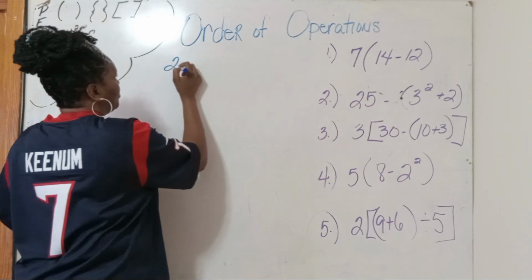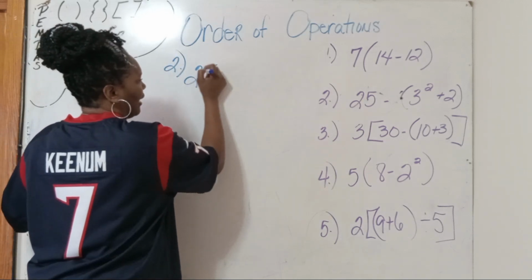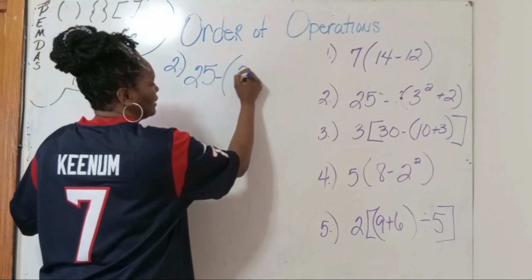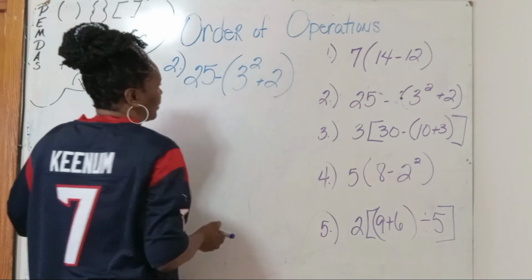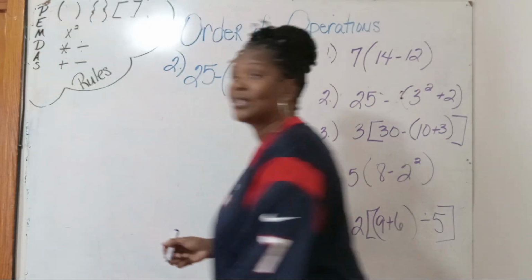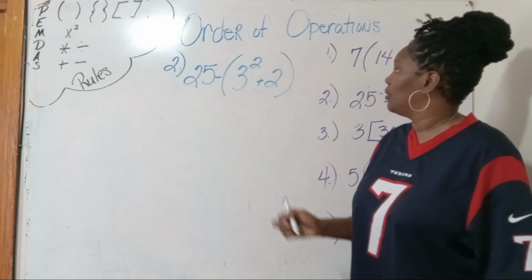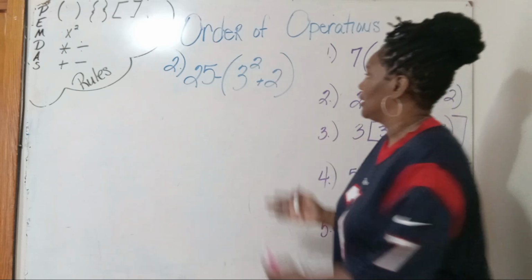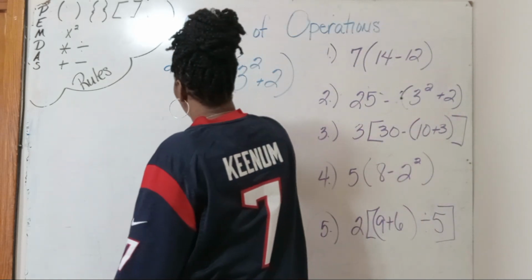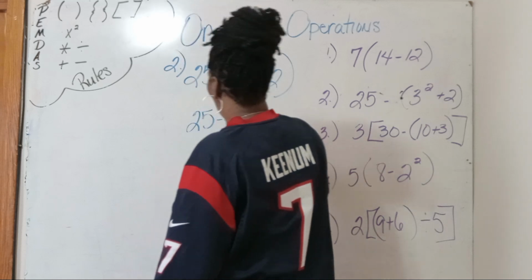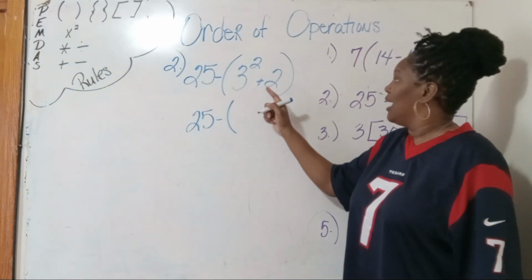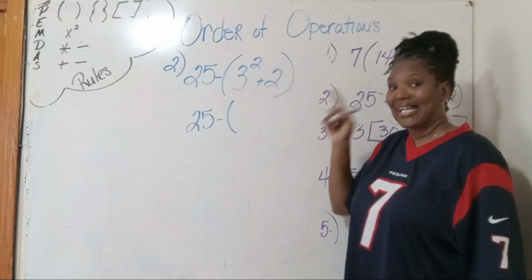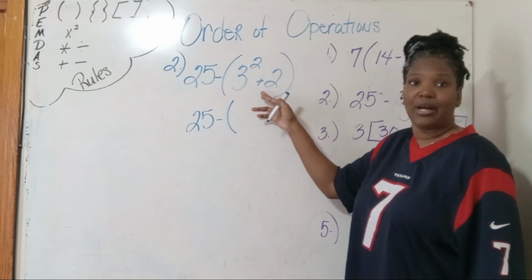Problem number 2. 25 minus, in parentheses, 3 squared plus 2. All right. What does the order of operations tell me to do? Tells me I have to work with my parentheses. So I'm going to bring all the rest of this stuff down. 25 minus open parentheses 3. Okay, so inside the parentheses, I have an exponent. So I got to do the exponent before I start trying to add.